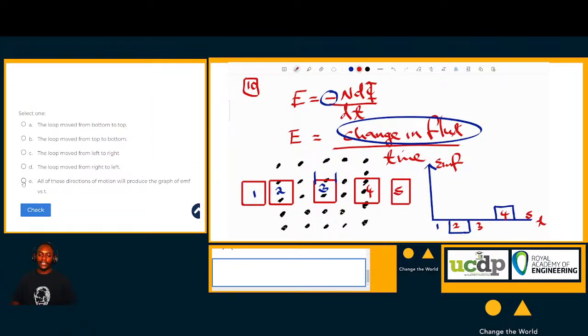It's all of the above, because in any of these directions you will still initially have no flux. Flux increases, remains constant. Then when the coil is moving out, the flux decreases. Okay, so whether you're moving from left to right or right to left, top to bottom or bottom to top, the scenario will still be the same.